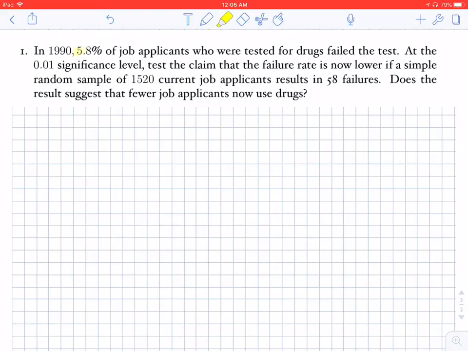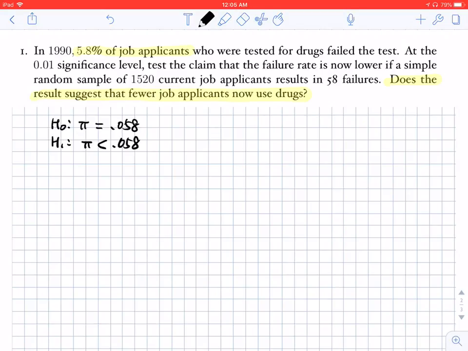So 5.8% of job applicants, and the claim is that the result suggests that fewer job applicants now use drugs. So the corresponding percentage or proportion is 5.8% and less than that. So we build an alternative hypothesis correspondingly: pi is less than 0.058. And naturally we get the null hypothesis: pi is equal to 0.058.